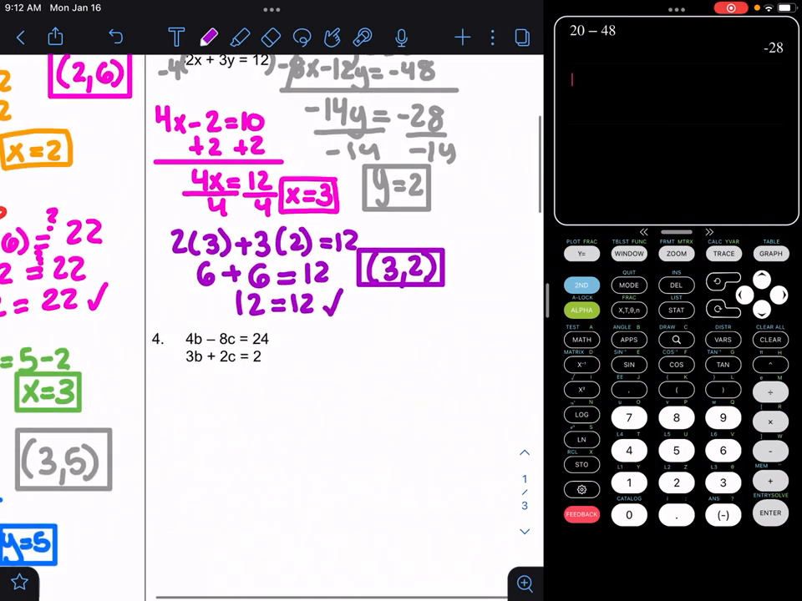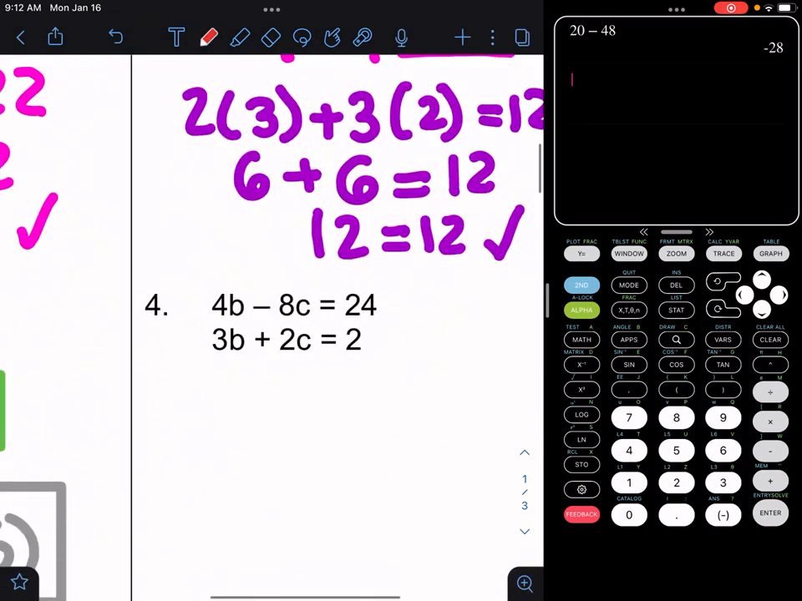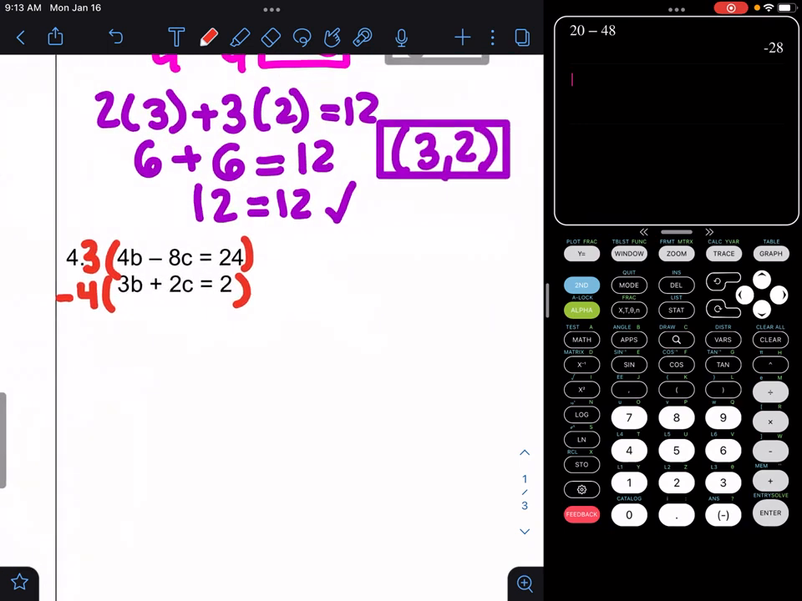Nice. Alright, let's look at this one. I need to make the coefficients the same in order to get the variables to cancel out. So I'll multiply the first one by 3, since that is my coefficient of the b in the second equation, and then I'll times this one by 4. If I just did that, I would get 12b and 12b. I need one to be negative, so I'll make that negative.